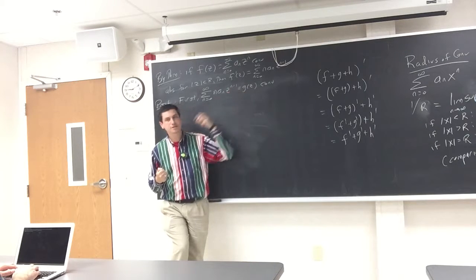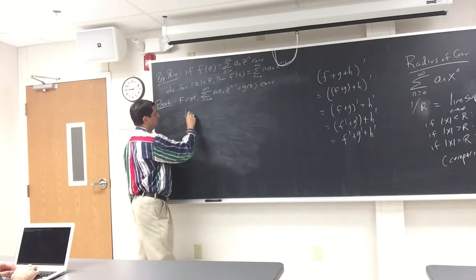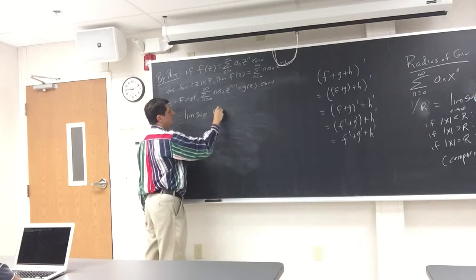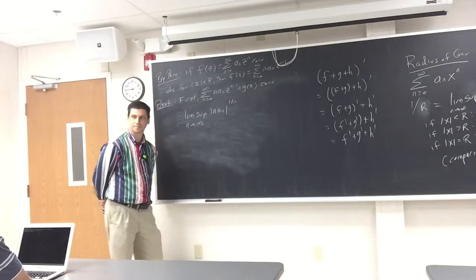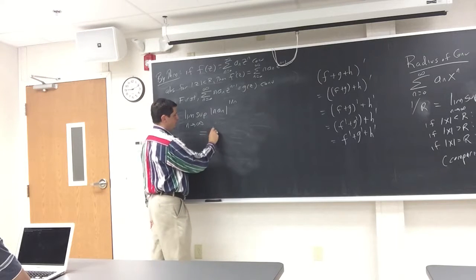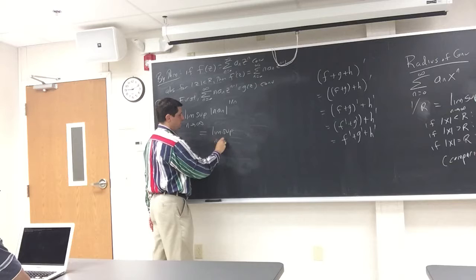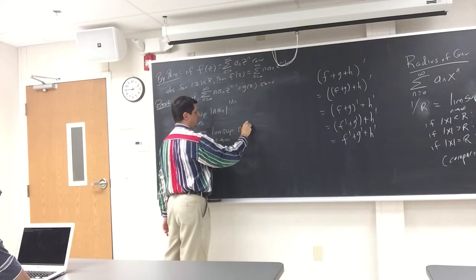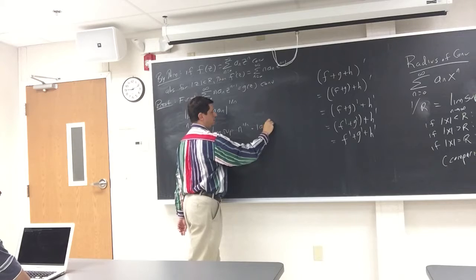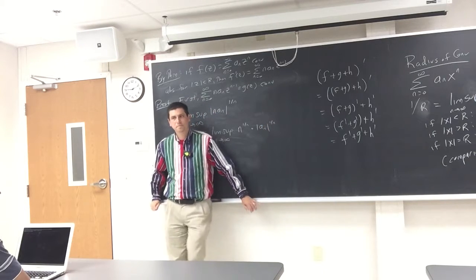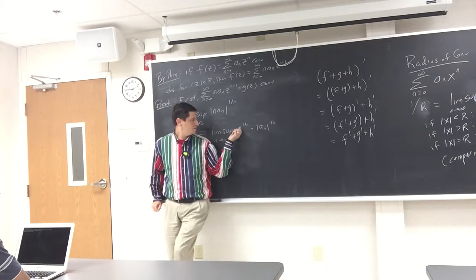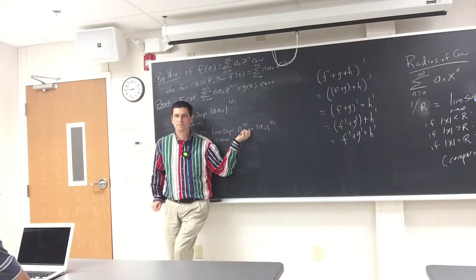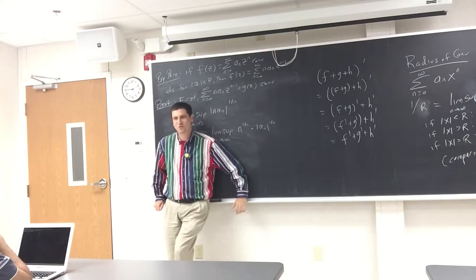So we need to calculate the radius of convergence. Let's calculate the lim sup of the absolute value of n a_n to the 1 over n as n goes to infinity. This will be the lim sup as n goes to infinity of n to the 1 over n times the absolute value of a_n to the 1 over n. We know what the lim sup of the absolute value of a_n to the 1 over n is. What's n to the 1 over n going to? It's going to 1. So how would we prove n to the 1 over n goes to 1?